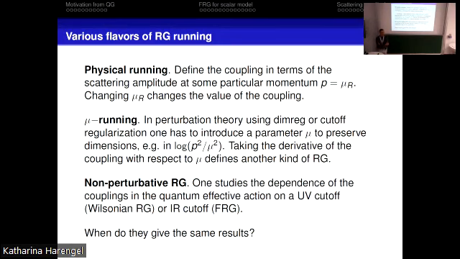And then in a non-perturbative context, one can define a renormalization group as the dependence of the couplings in the effective action on some cutoff. For example, ultraviolet cutoff in Wilson's definition, or infrared cutoff in what we call the FRG, the Functional Renormalization Group. So these are all different definitions of RG, and the question that I will ask is, when do they agree, sometimes, and sometimes they don't.